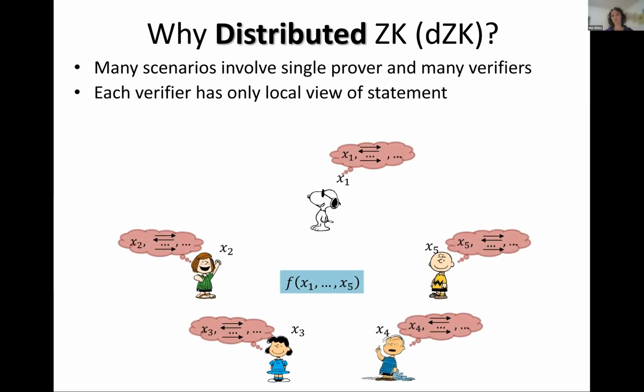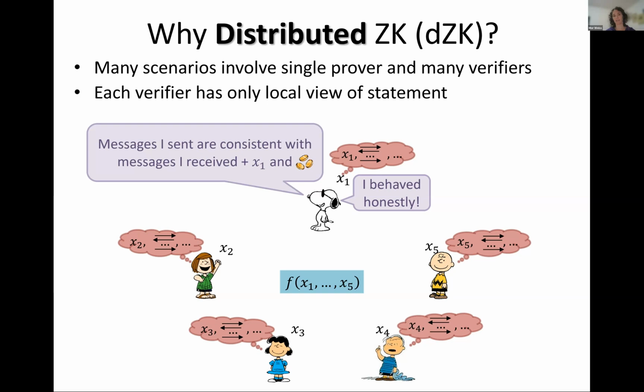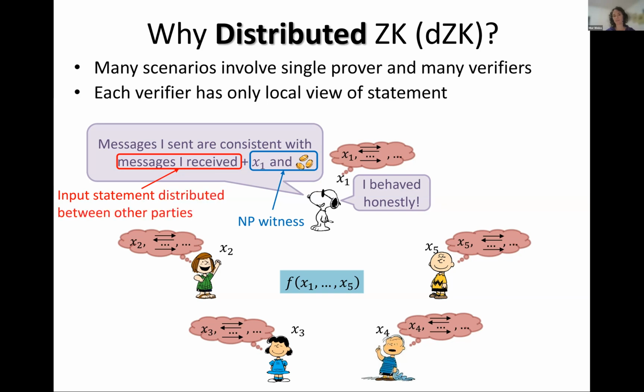So for example, think of trying to prove honest behavior in MPC protocols. If Snoopy wants to prove that he behaved honestly, the claim he's making is that the messages he sent are consistent with the messages that he received and with his input and his randomness. And this is an NP statement in which the witness is the input and randomness of Snoopy, and the statement are the messages that Snoopy received, and this statement is distributed between the rest of the parties. So this is one example.